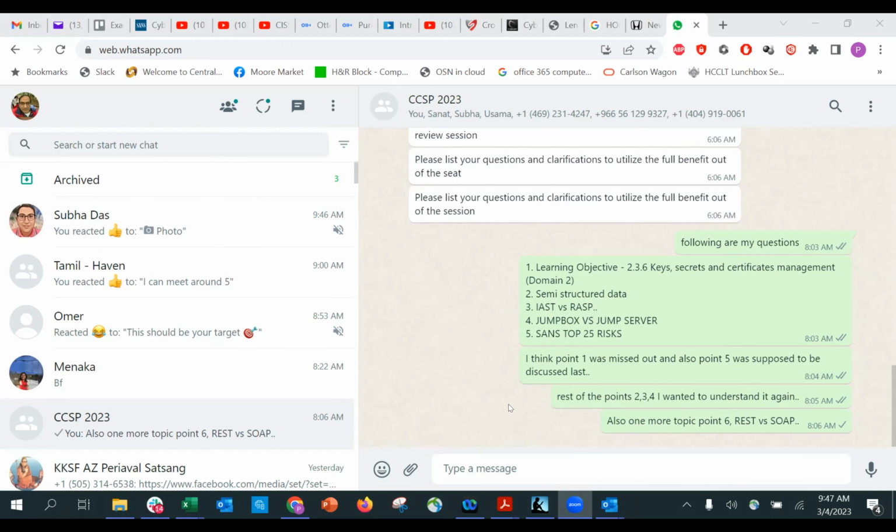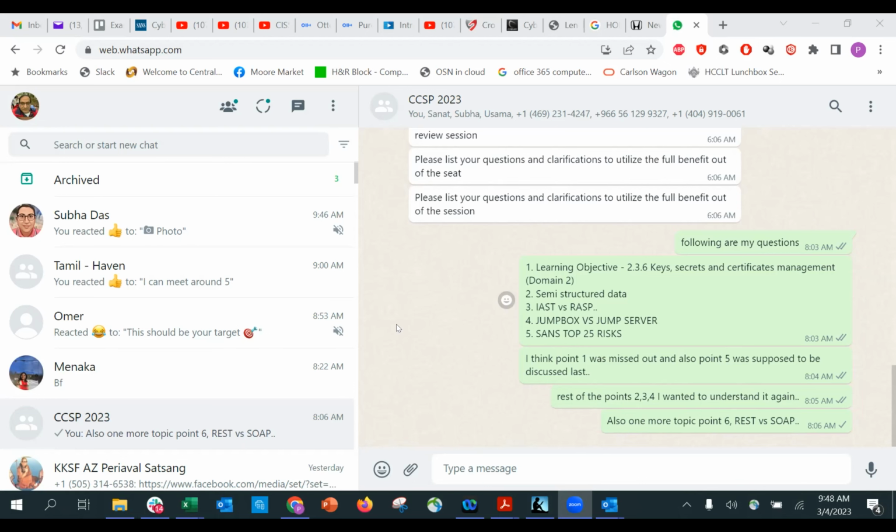If we go back to your list, you have semi-structured data. Okay, we have two different types of data, structured and unstructured. Structured is, let's say, a database. And this database has tables, we have records, and so on.